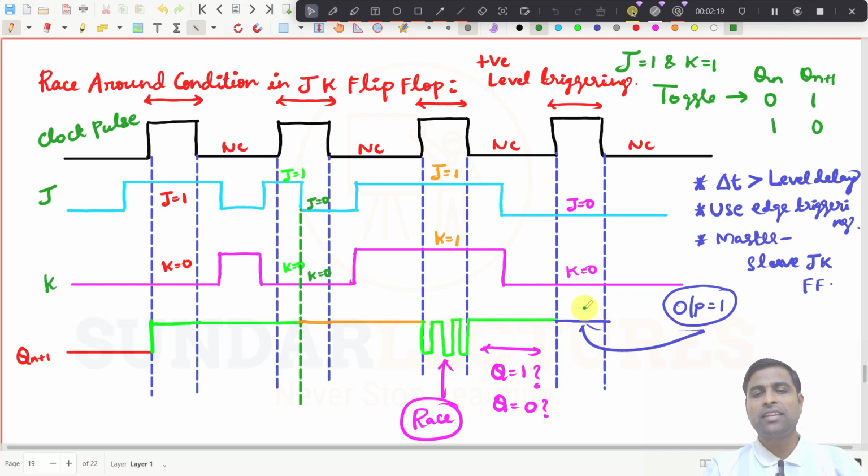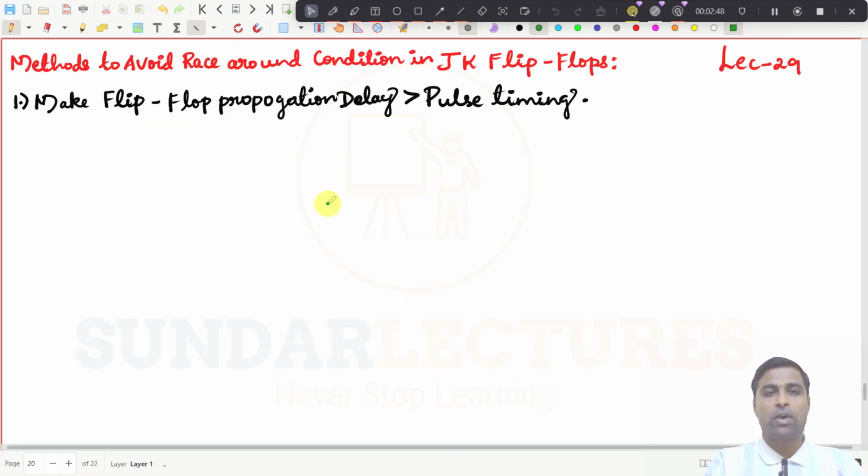This reflects in the next stage too, because this no change condition has to change from here also. You see J is equal to 0, K is equal to 0, so again there is a no change condition. Whatever result we are getting here reflects on the next two stages. So we need to rectify this race condition so that the next stage output can be properly determined. That is the case we took in the previous class, and in this class we will see one by one how to avoid this race around condition in the JK flip-flop.